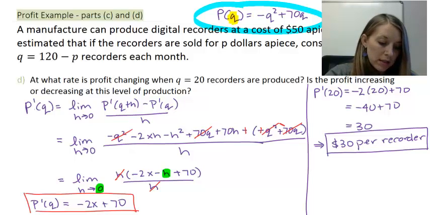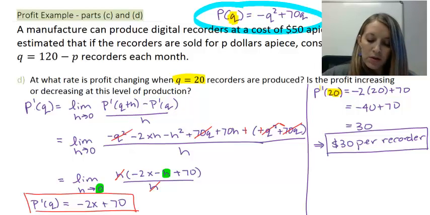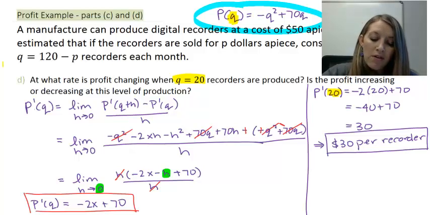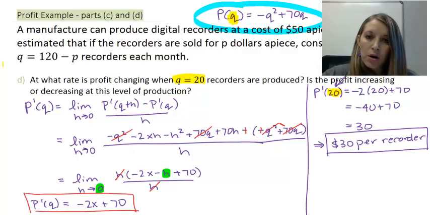Then, when we want what is the rate of the profit when Q equals 20, that means we substitute 20 into our derivative notation. We come out with 30, and we know that our rate here is dollars per recorder. So we can do the math, and we can probably even get the label here. But again, what does this really mean? So this means, okay, remember Q is the number of recorders each month that people are buying. So if people are buying 20 recorders per month, then the rate that we're selling them at is $30 per recorder.